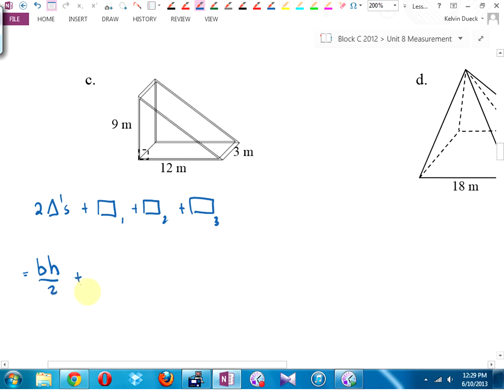Now a triangle is going to be base times height divided by 2. Plus, you know what, Brody? Let's go like this. How about we point an arrow? We'll call that one rectangle 1. We'll call this one rectangle 2. And we'll call this one rectangle 3. That takes 1 second, and now I'm organized.